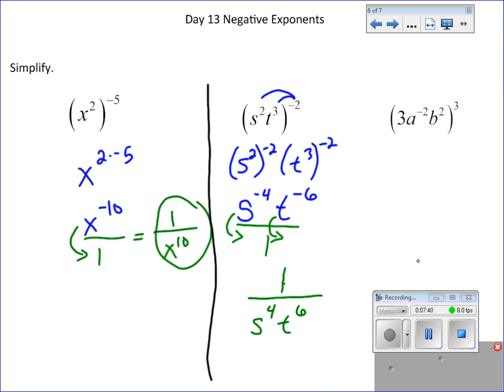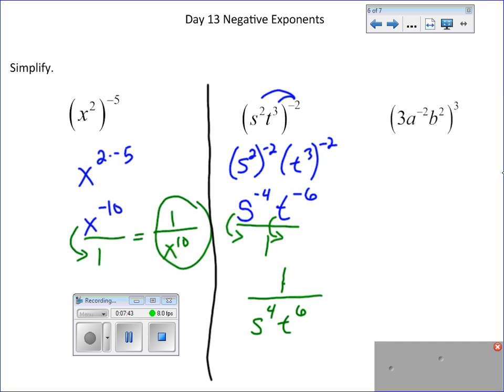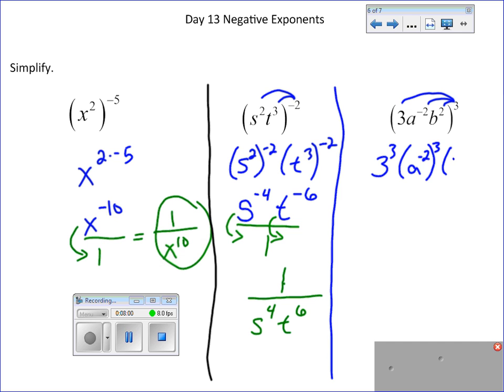Now looking at our last example, I'll move this over. Our last example, we have 3 base numbers. This exponent is going to go to all 3. Notice this exponent is positive, so we're still going to have 3 to the third, then a to the negative second to the third, and b to the second raised to the third power. We have a bunch of powers of power. 3 to the third is 27. Negative 2 times 3 would give us negative 6. And then 2 times 3 gives us positive 6.